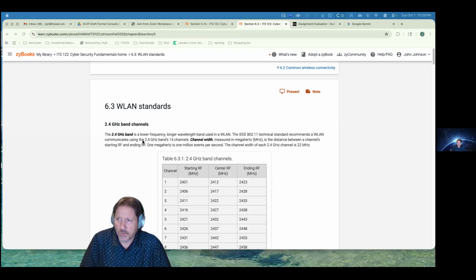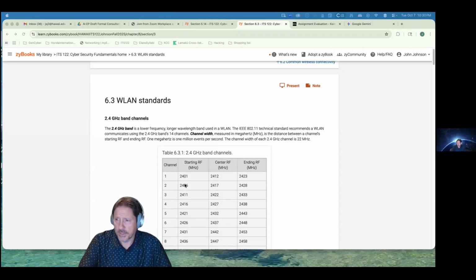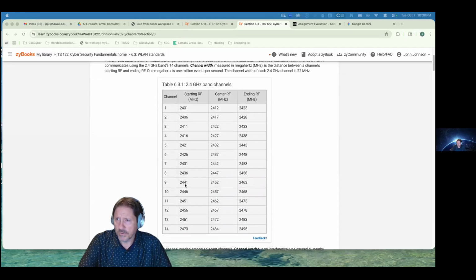First of all, let's talk about the channel width. The channel width is measured in megahertz, and the channel width of 2.4 gigahertz is 22 megahertz. That's calculated as the distance between the channel's starting RF and the ending RF. And you'll notice that when you look at the channels here, the channels overlap. If you look at one, it starts at 2401 and goes up to 2423, but the next one starts at 2406. So if you notice, every five megahertz, we've got a new one starting.